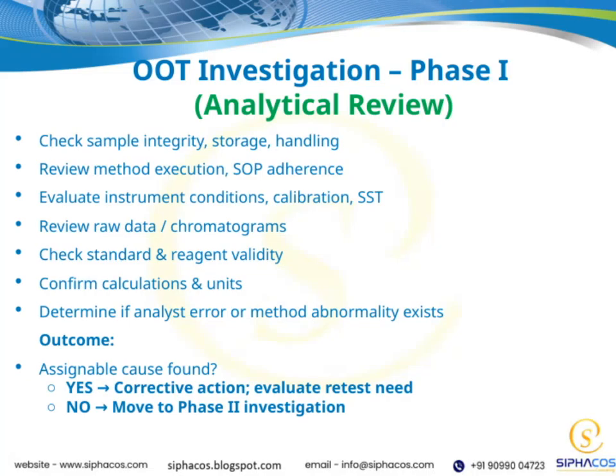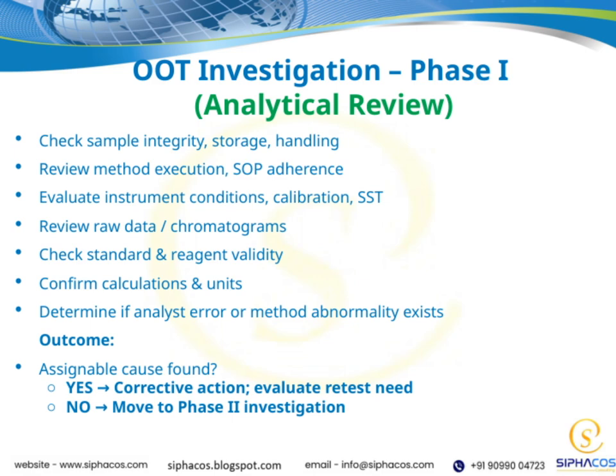Let's begin by emphasizing the importance of checking sample integrity, storage, and handling. Ensuring that samples are properly stored and handled is crucial for maintaining their validity and preventing any contamination or degradation that could impact our results. Next, we review the method execution and ensure adherence to the SOPs. This step helps us confirm that the procedures were followed correctly and consistently. We then evaluate the instrument conditions, making sure calibration is up to date and that the sample storage temperature, SSD, is appropriate. Proper instrument condition is vital for reliable data.